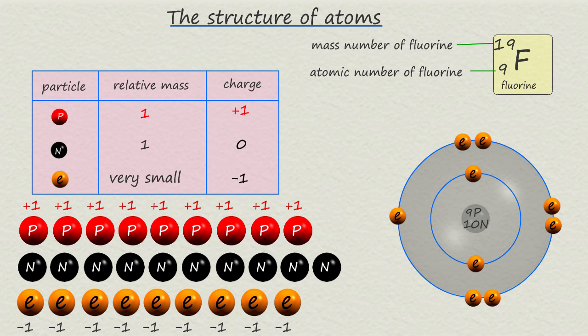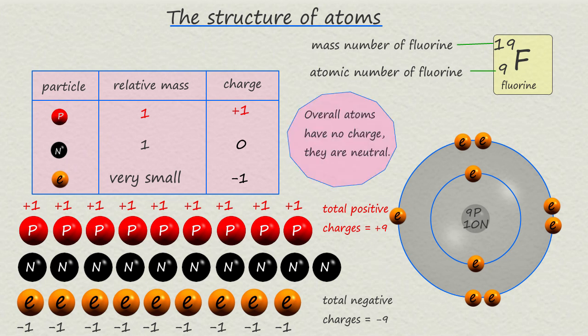Now, each proton has a positive charge, so this means there will be 9 positive charges from the protons in the nucleus and 9 negative charges due to the electrons in the shells. So this means that overall the atom will be neutral with no charge, since the positive charges from the protons will be cancelled out by the negative charges from the electrons. Now, this is true for all atoms. The number of protons is equal to the number of electrons, and so atoms will always be neutral with no charge.